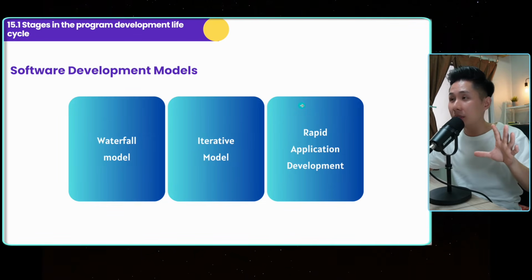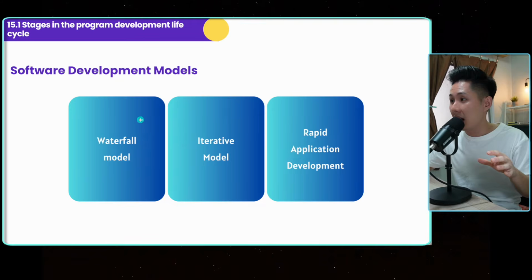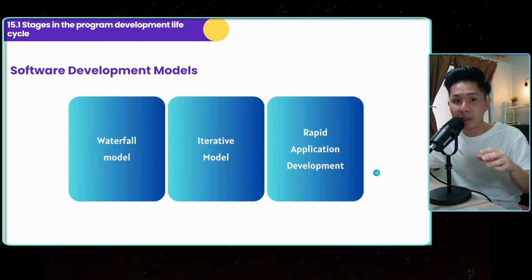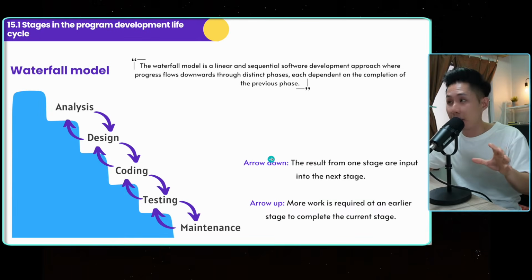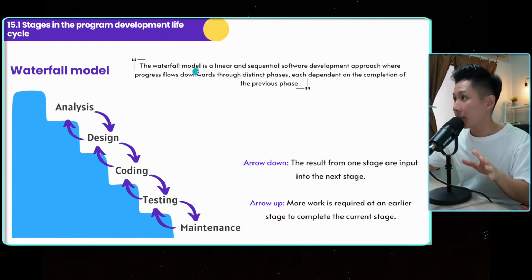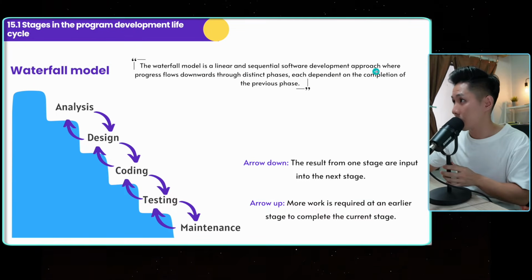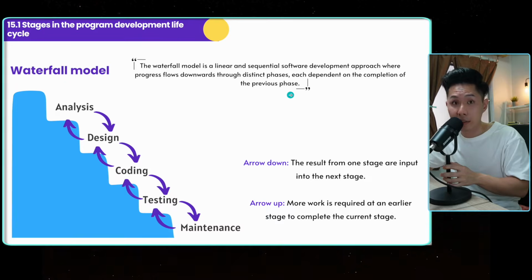I want to teach you about a few software development models: waterfall, iterative, and rapid application development. Let's look into them one by one. The waterfall model is a linear and sequential software development approach, where progress flows downwards through distinct phases, each dependent on the completion of the previous phase.